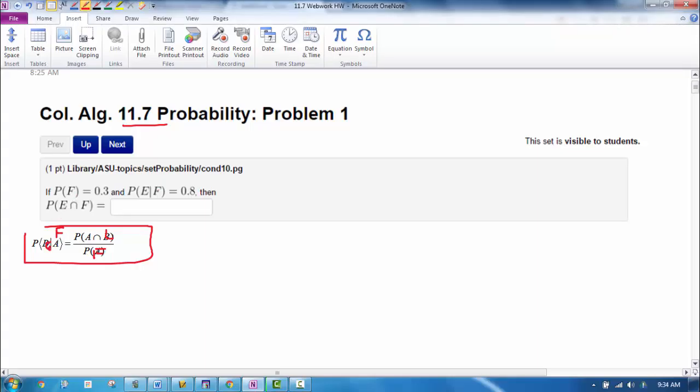B would be E. So if you just fill this out, the probability that event E happens given that event F happens is 0.8. We're looking for the numerator, so I'll just say that's the probability of event F and E happening, and we have the probability that event F happens is 0.3. So multiply both sides by 0.3, and you get the probability that event F and E happen would be 0.24.